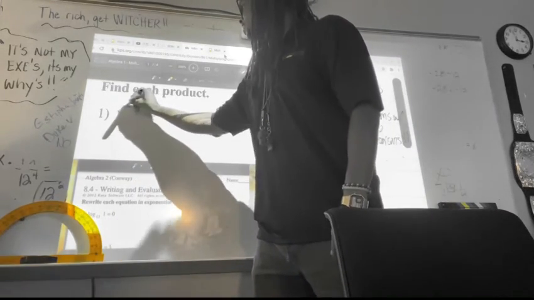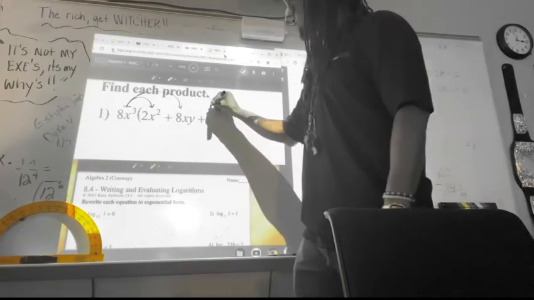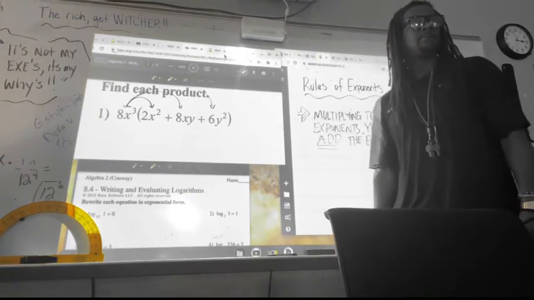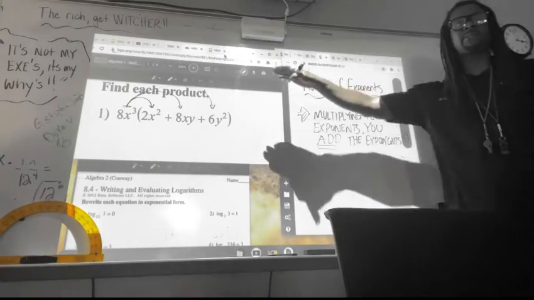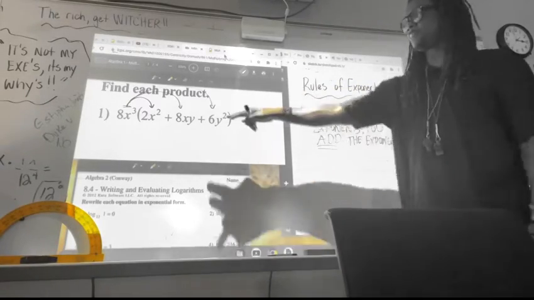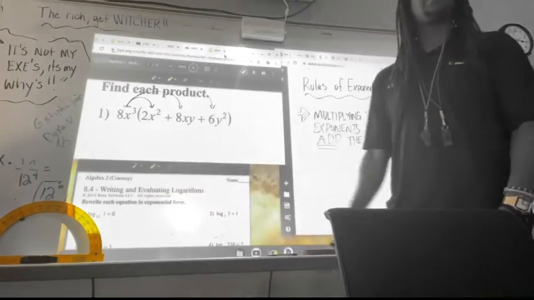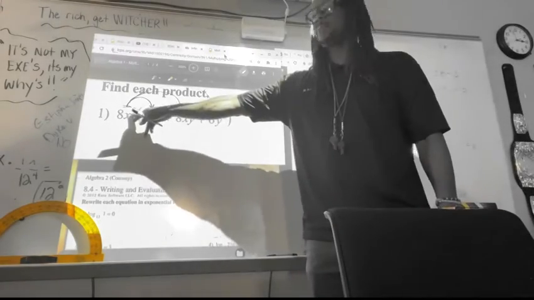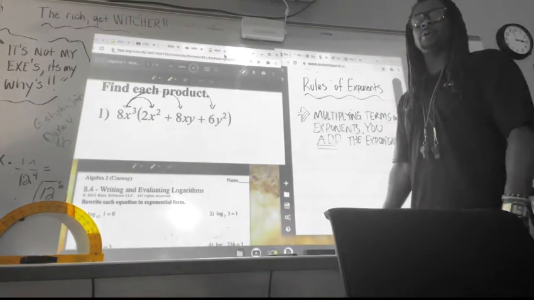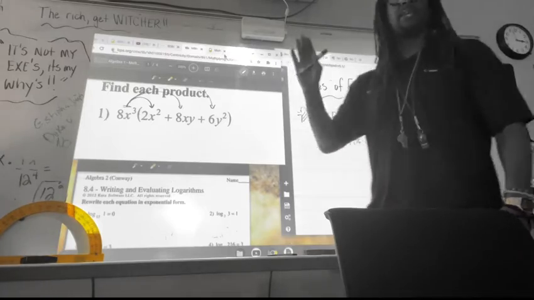So you're going to have to distribute this three times. You have to hit the 8x to the third three times inside of there. You with me? So I've got 8x to the third times 2x squared. What's that going to make? First, take it in stride.